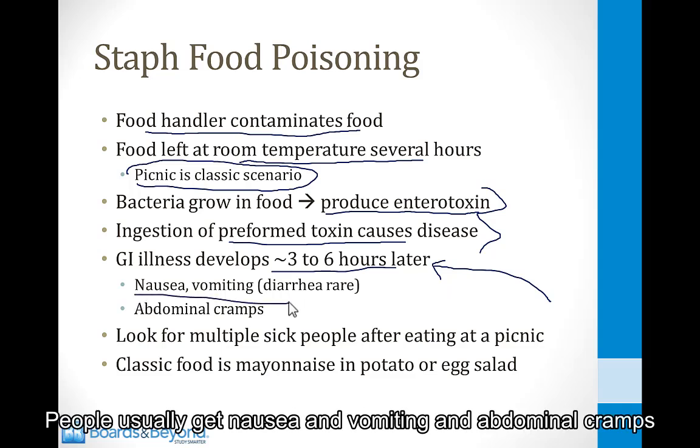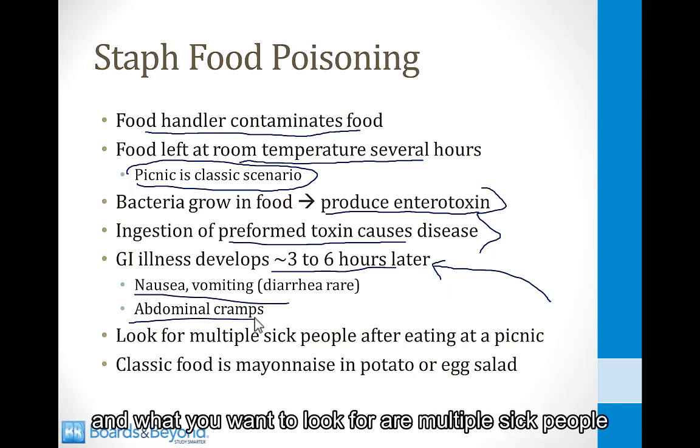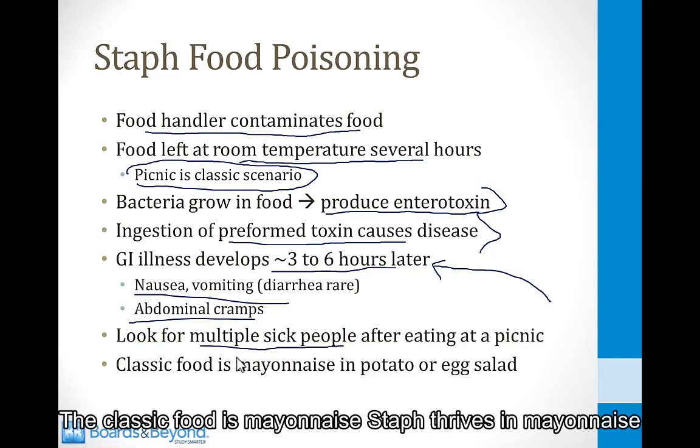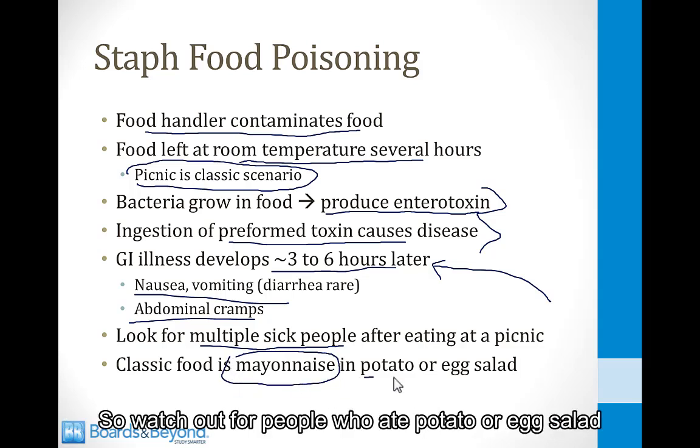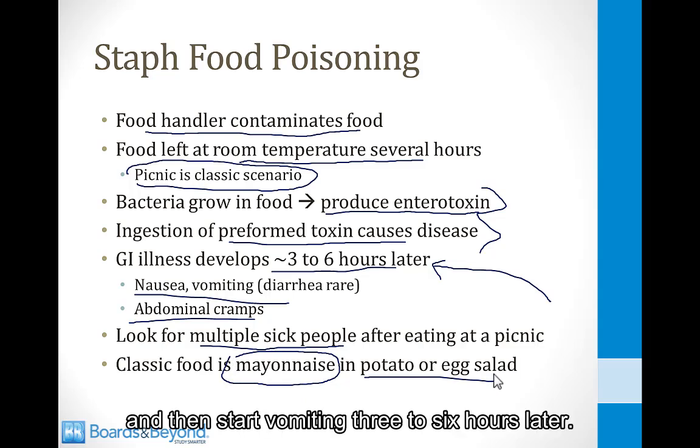People usually get nausea and vomiting and abdominal cramps, and what you want to look for are multiple sick people after eating at a picnic. The classic food is mayonnaise. Staph thrives in mayonnaise, so watch out for people who ate potato or egg salad at a picnic and then start vomiting 3 to 6 hours later.